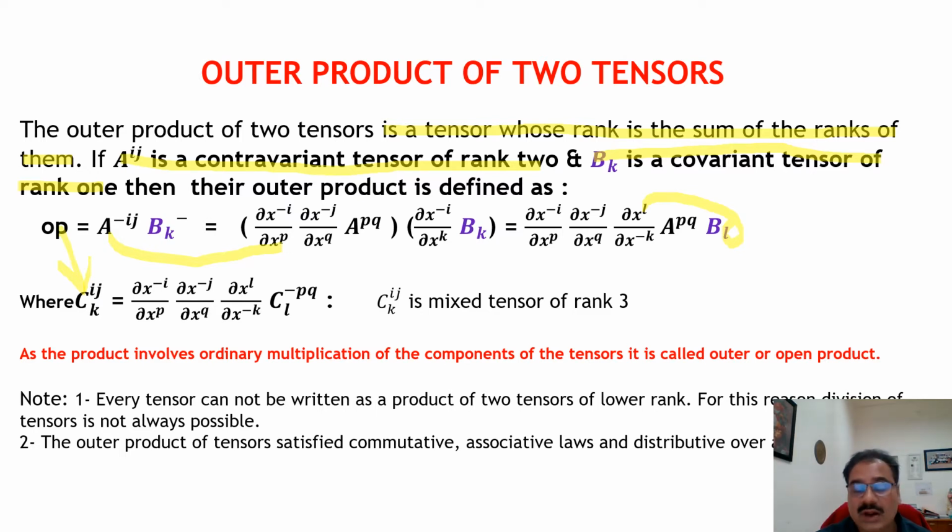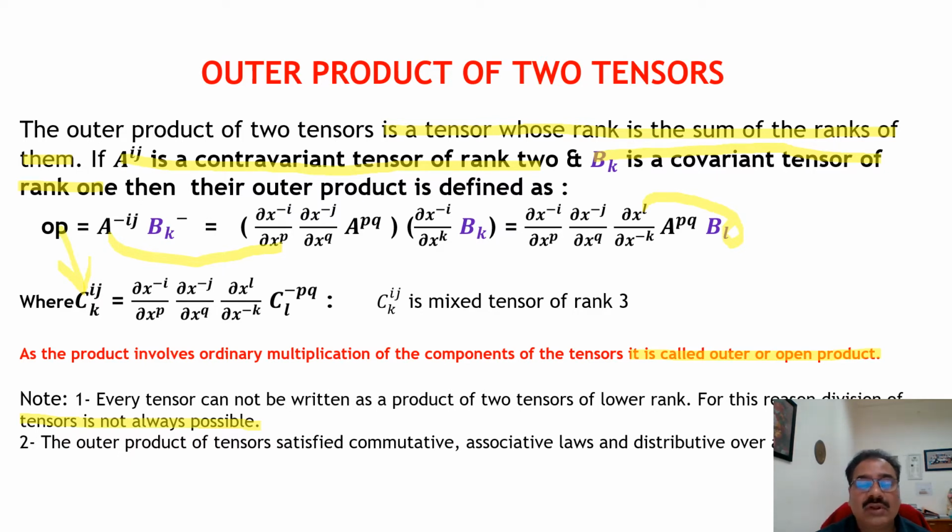As the product involves ordinary multiplication of the components of the tensors, it is called the outer or open product. Okay, so a few points we have to remember here. Every tensor cannot be written as a product of two tensors of lower rank. For this reason, division of a tensor is not always possible. But for that purpose, we will study the contraction in the next PPT. The outer product of tensors satisfies commutative and associative laws and is distributive over addition.